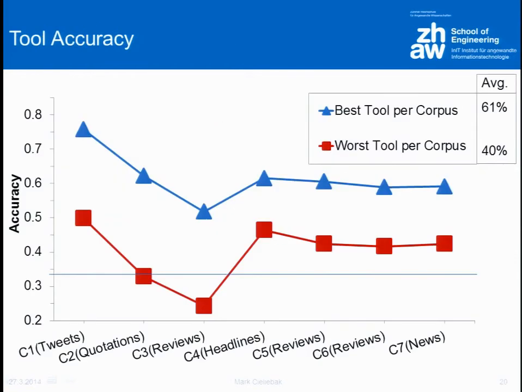Okay. So those who said something above 80, no chance. The average of all tools is somewhere at 60%. The best tool per corpus, that means for 1 corpus, for 1 type of text, it's always shown here, the best tool and the worst tool. Well, they even perform worse than the baseline of 33% in some cases. That's very hard to do.